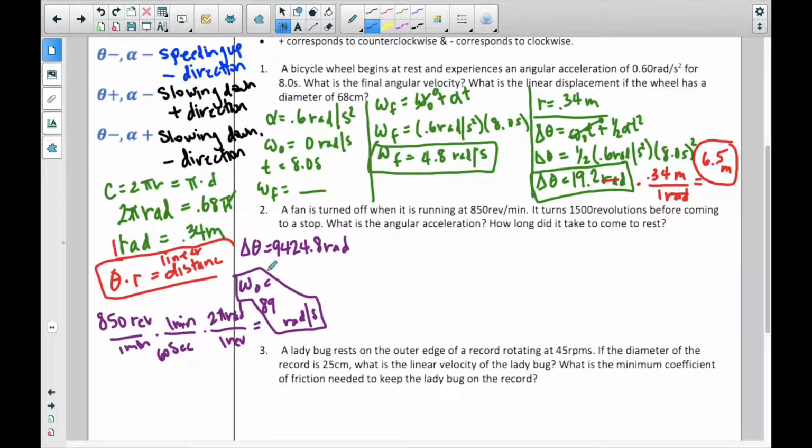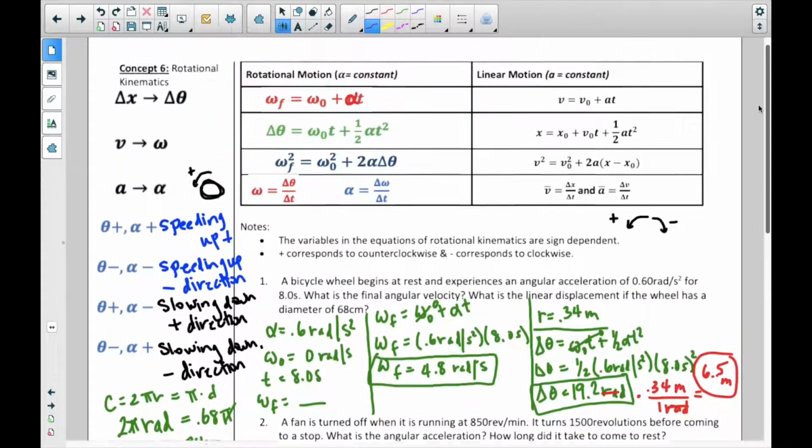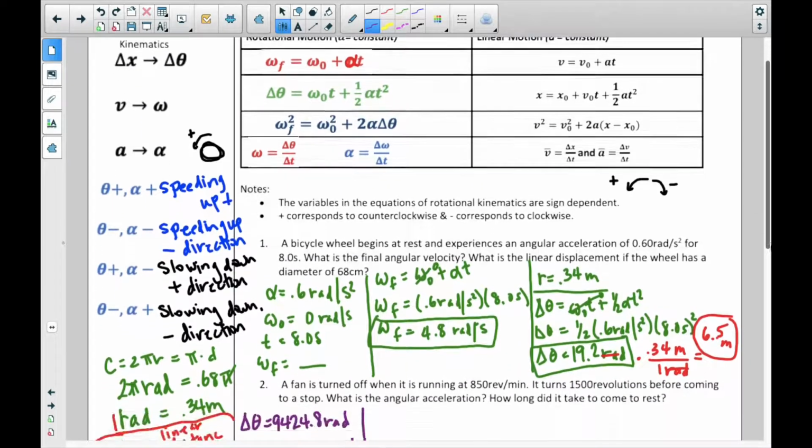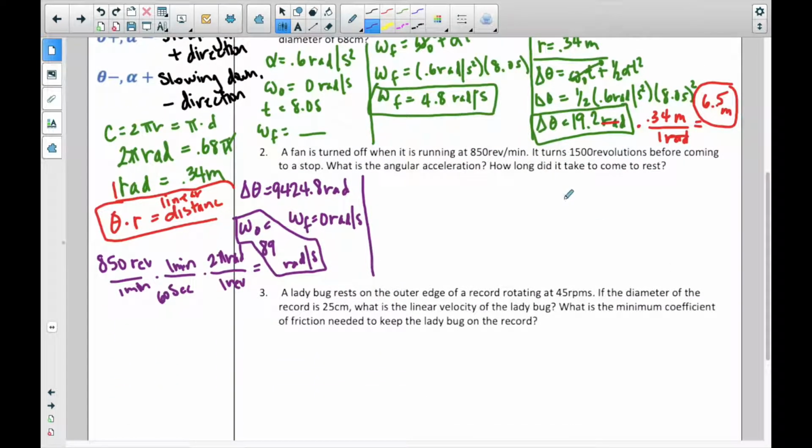So we have our theta, we have our initial velocity. We know our final velocity. It's coming to a stop, so that's 0 radians per second. And so now we need to look up above and decide which equation we're going to choose to find our acceleration, because the question is asking about acceleration. So as we look up there, we need to use this third one to determine our acceleration. So I'm going to use that equation. Our final velocity we decided was 0, so that's just going to be 0.